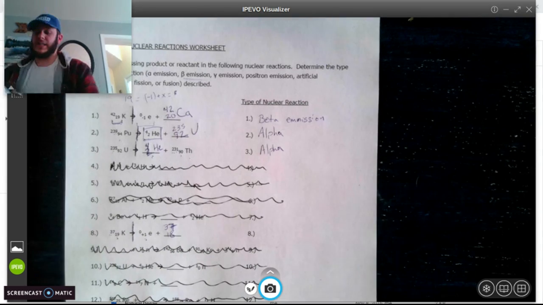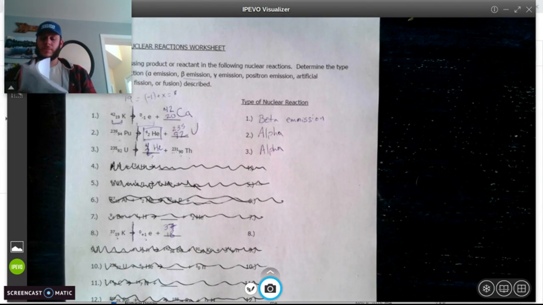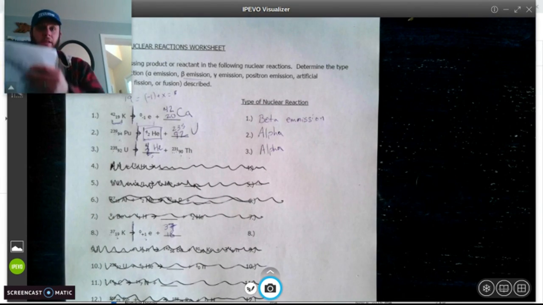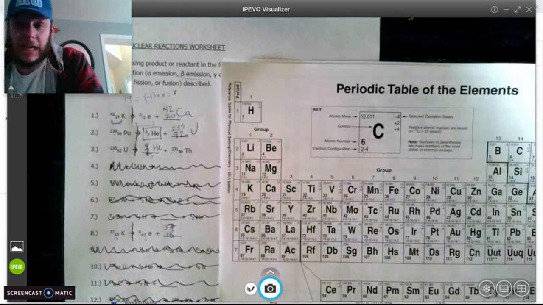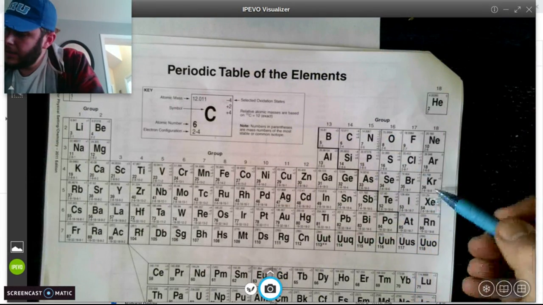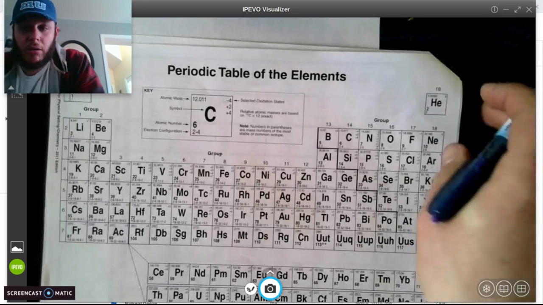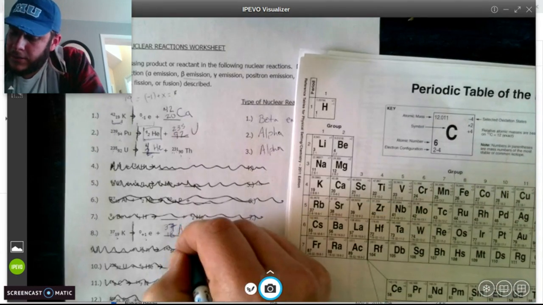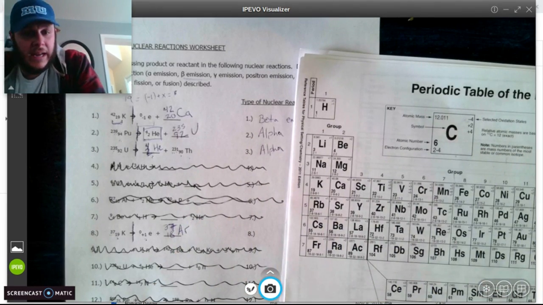Let me write this down and I'll add one more thing before we do the last problem. So again, you go to your reference table, you say what has an atomic number of 18? 18 is Ar, argon. And so now I have that.